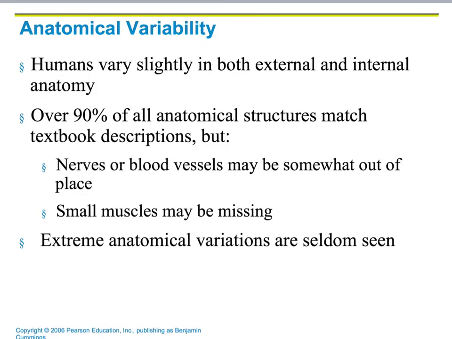It's important to remember that not all humans are exactly alike. Everybody slightly varies in both internal and external structure. So over 90% of all anatomical structures will match textbook descriptions, but certain things like nerves and blood vessels might be slightly different in one person versus the other. Small muscles might not be exactly the same in one person versus another, so there can be variations.